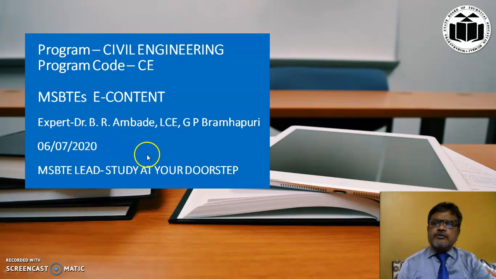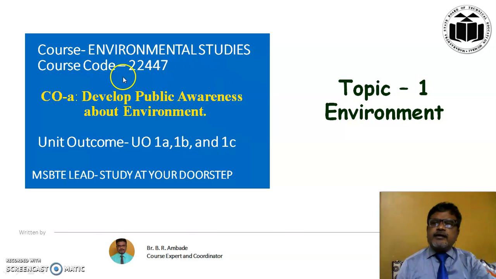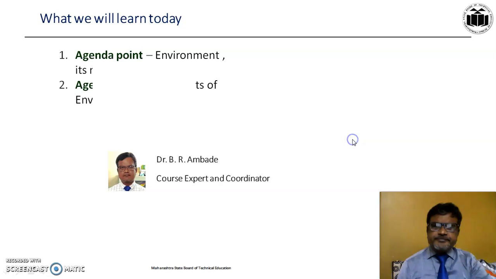Today we have to study the program of civil engineering, and the course is Environmental Studies, course code 22447. Today's topic is Environment, topic number 1. We have to satisfy the COA, that is, develop public awareness about the environment, and for this we have to study unit outcomes UO 1A, 1B and 1C.